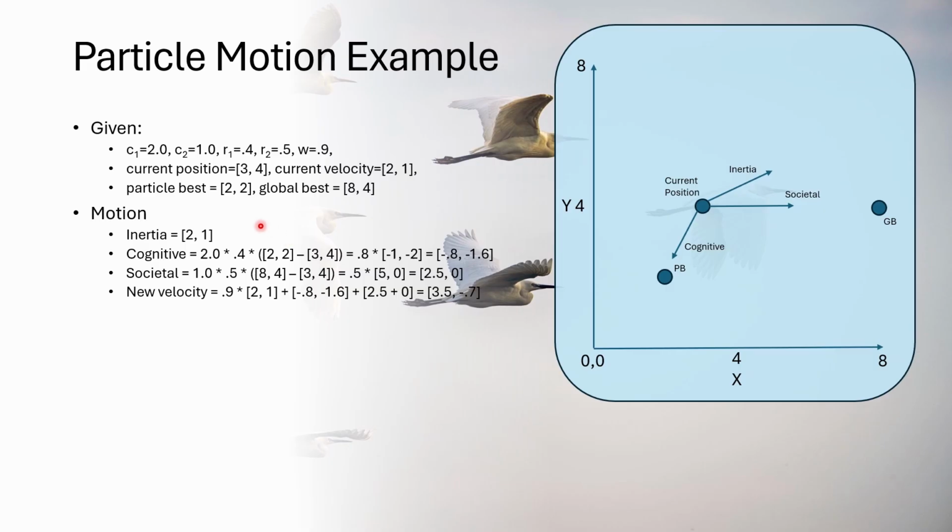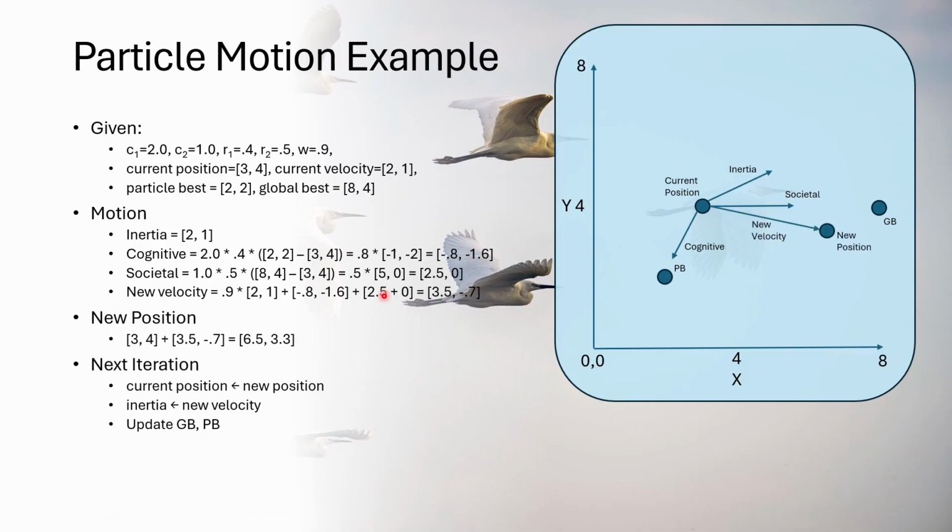So that's going to be the 2, 2 for the particle best, the 3, 4 for the current location, and that turns out to have a vector of negative 0.8 and negative 1.6. We do the same thing with societal. And you can see as we plug in the math, instead of it being the particle best, we're now plugging in the value of the global best. We do the calculations. We wind up with a weighting component of 2.5 in the x and 0 in the y. And finally, the new velocity is going to be the combination of those things with inertia.